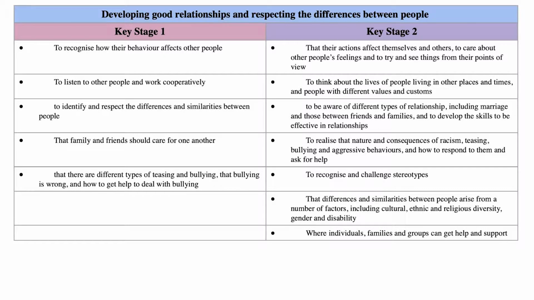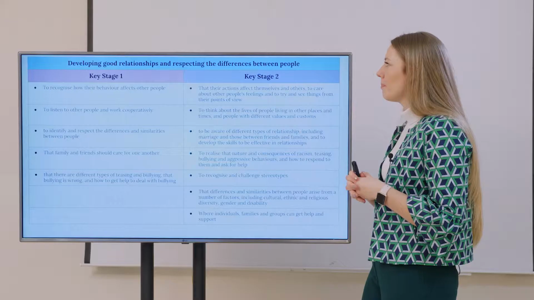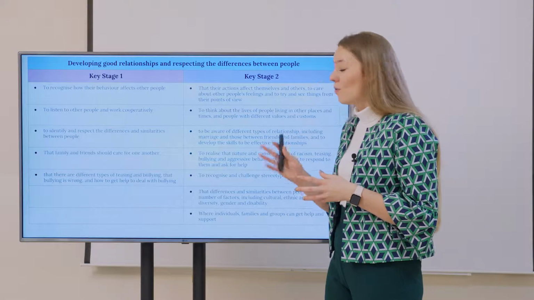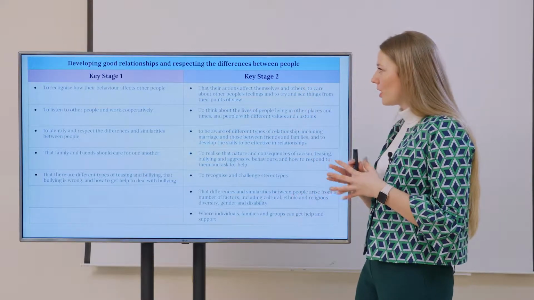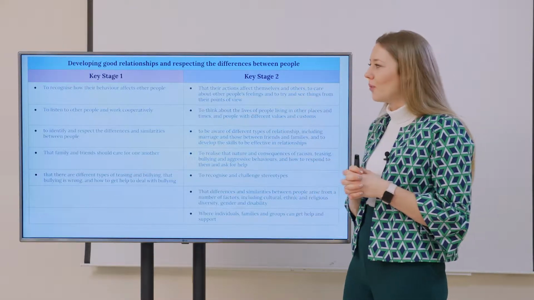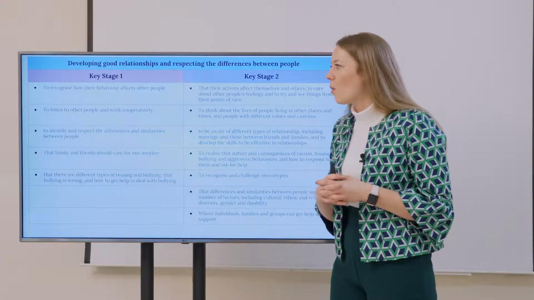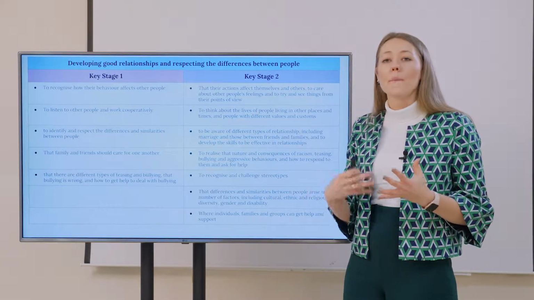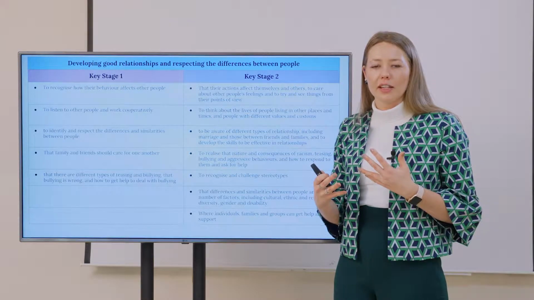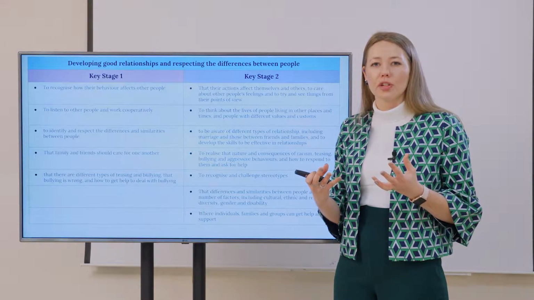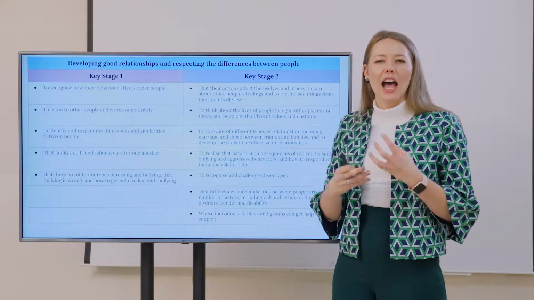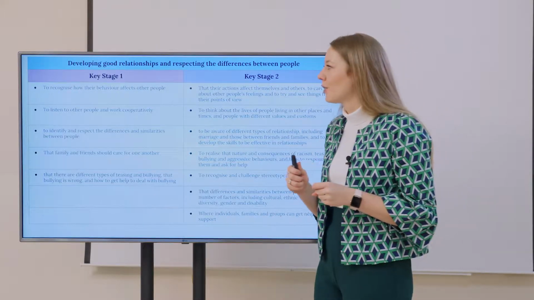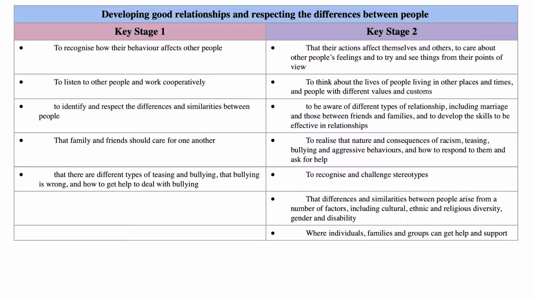Developing good relationships and respecting the differences between people. As you can see, once again, there are more objectives over in Key Stage 2. Over on Key Stage 1, these objectives are things that the children will already know, but once again, we are reinforcing that. Just because we think the children know that doesn't mean that we can't have that explicit link in the classroom. To recognise how their behaviour affects other people.